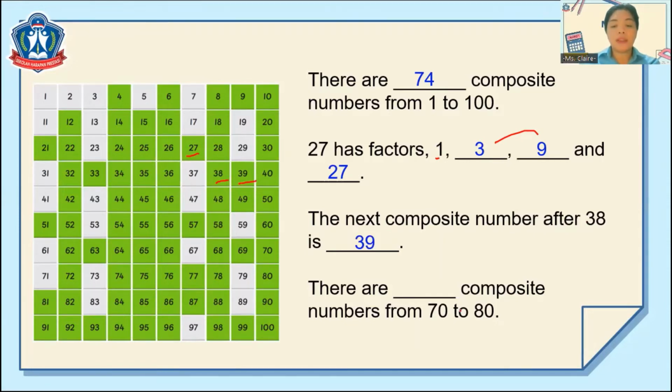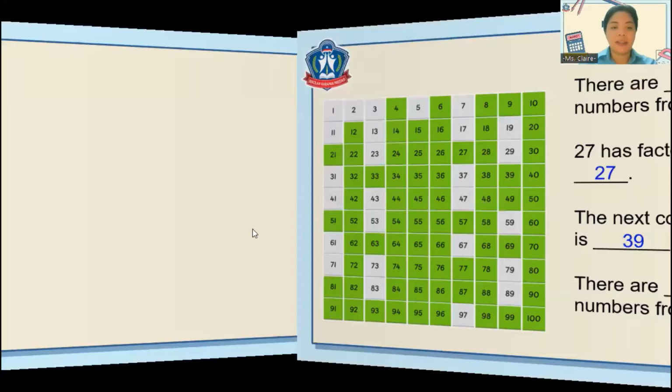How many composite numbers are there from 70 to 80? So from 70 to 80, we have 71, 72, 73, 74, 75, 76, 77, 78. So there are 8 composite numbers from 70 to 80. So P5, that is what we call prime numbers and composite numbers.